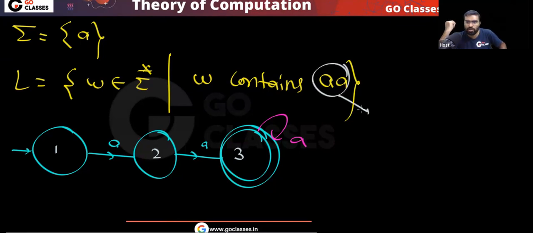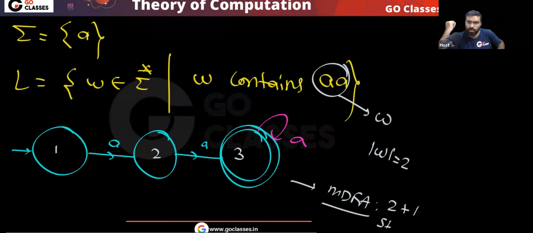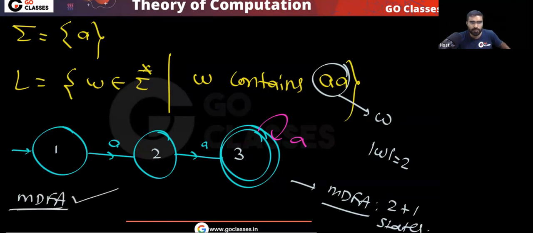So you can notice this is your W. Length of W is 2. And the minimal DFA has how many states? That is 2 plus 1, that is 3 states. Yes or no? And you can easily notice this is a minimal DFA. Is this point clear?